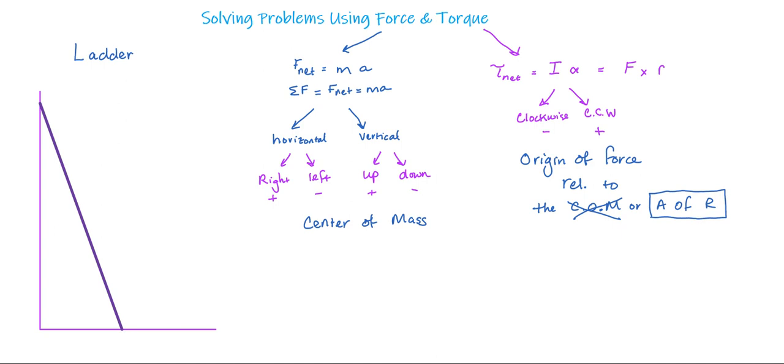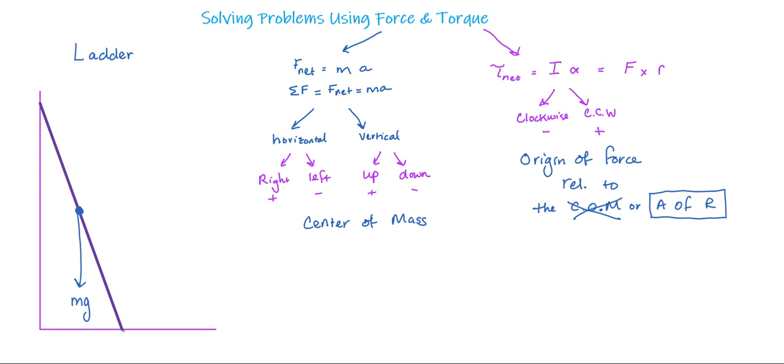leaning against the wall. Let's identify all the forces that are acting upon it. First of all, I'm going to say that the weight of the ladder, or the force of gravity pulling the ladder down, is going to act at the center of mass of the ladder, which, if the ladder is a sort of uniform rectangular-ish shape, is going to act at the geometric center, so right here. So this is my m times g vector.